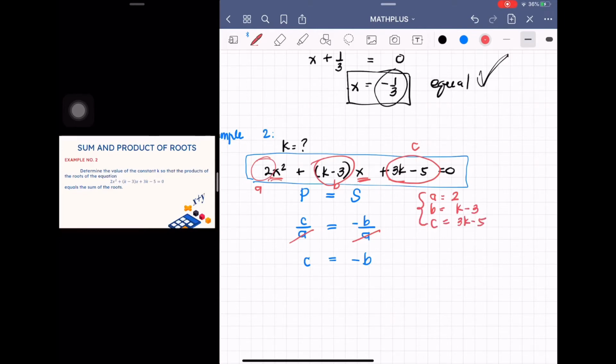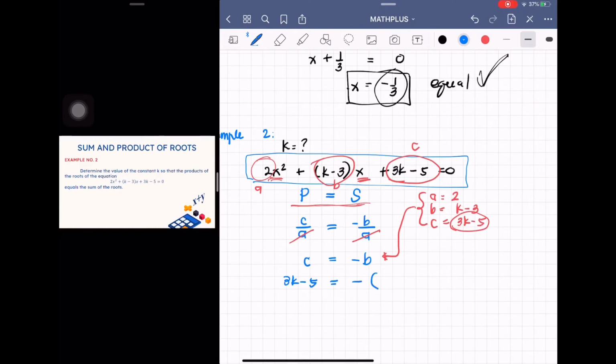We are going to use these values to substitute in this relationship we were able to derive because this is mentioned in the problem. The product of the root should be equivalent to the sum. So substituting, in place of c, we replace that with 3k minus 5. So we get here 3k minus 5 equal to the negative of b. What is b?